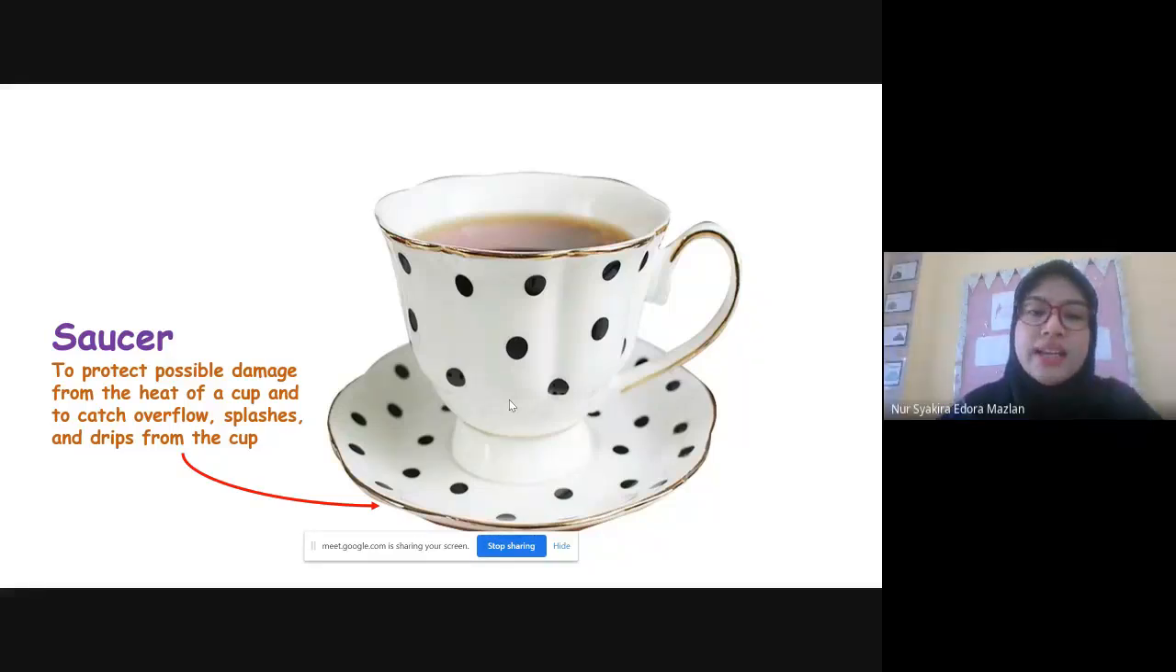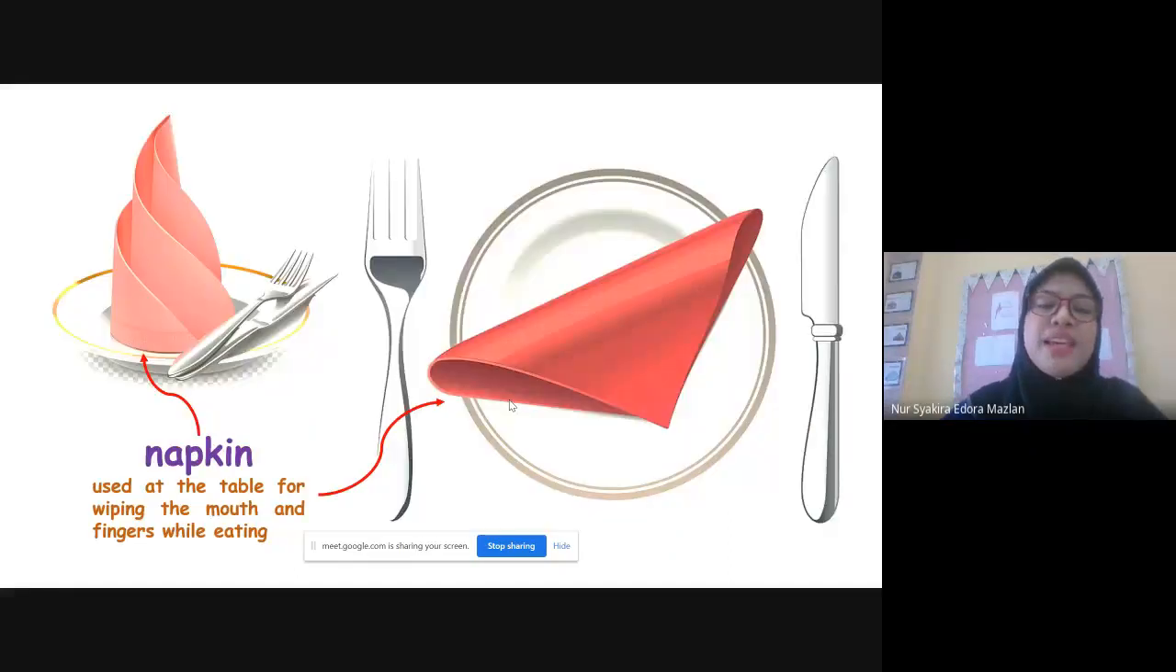Okay, let's go to the next tableware. We have a napkin. Okay, so this cloth or towelette here is what we call napkin. Normally you will find a napkin on top of the plate, or sometimes people will put it underneath your plate. The function is to wipe your mouth or your fingers while you eat. Okay, just write this as well in your notebook. Napkin is used to wipe your mouth and your fingers while you eat.